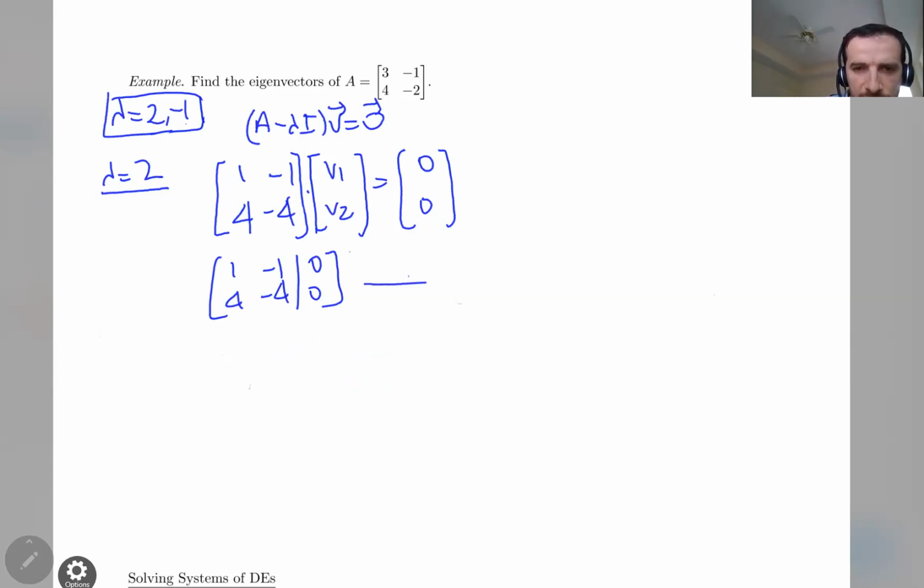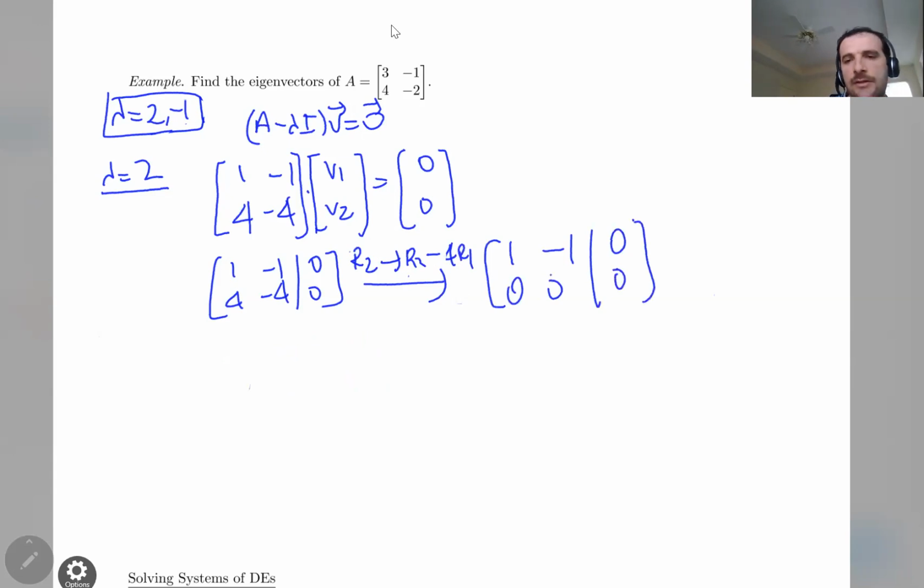So what I need to do is multiply the first row by 4 and add it to the second row. So row 2 will be row 2 plus 4 row 1. Actually, minus 4 row 1, yeah. Minus 4 row 1. I want to cancel this entry, right? So it is 1 minus 1, 0, 0. Yes, now I have reduced this part.